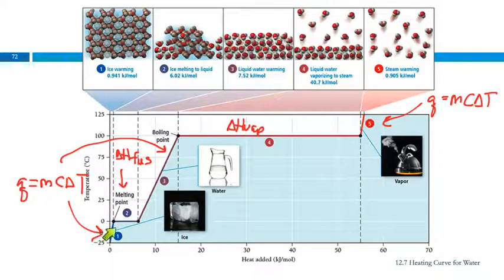So you do a calculation here, how much to heat the ice to the melting point. And then you do another calculation, how much to melt the ice. And a third calculation, how much to heat the water from the melting point to the boiling point. And then another calculation, how much energy to vaporize all of that.